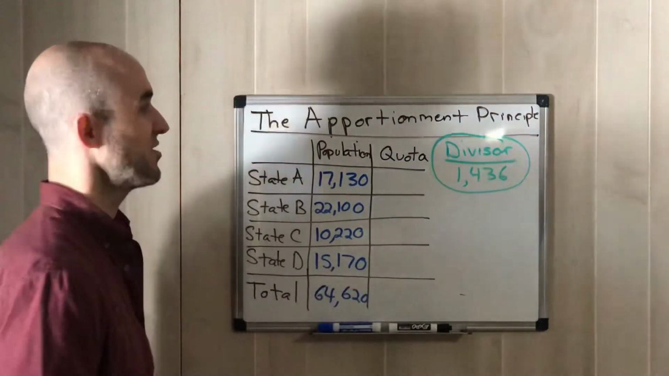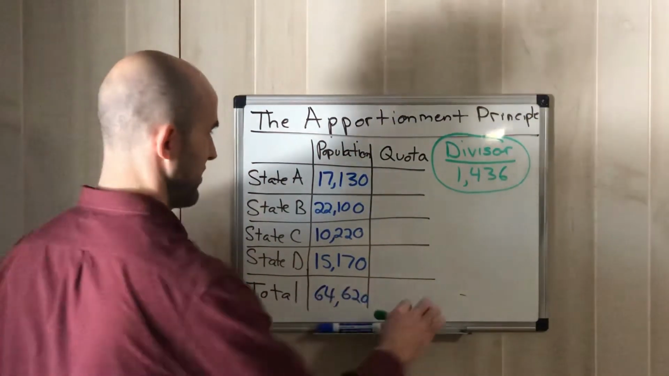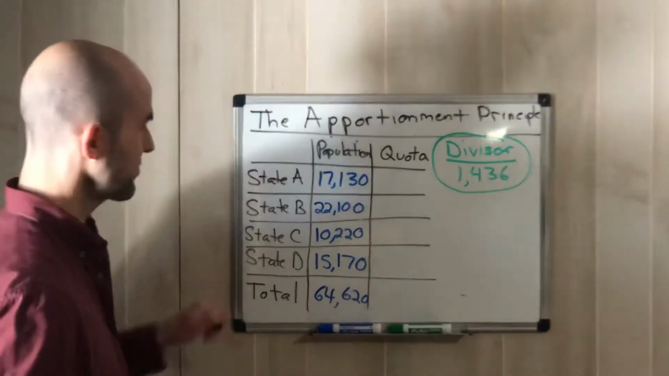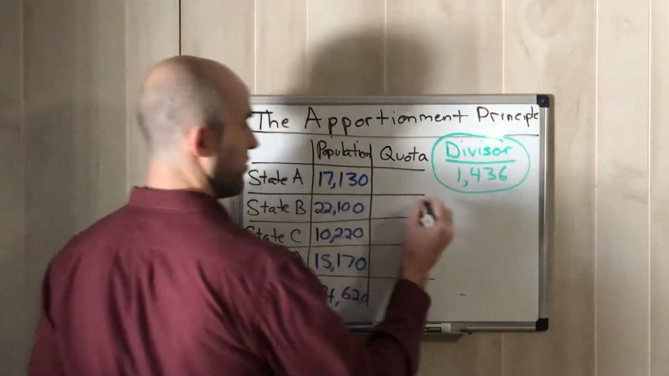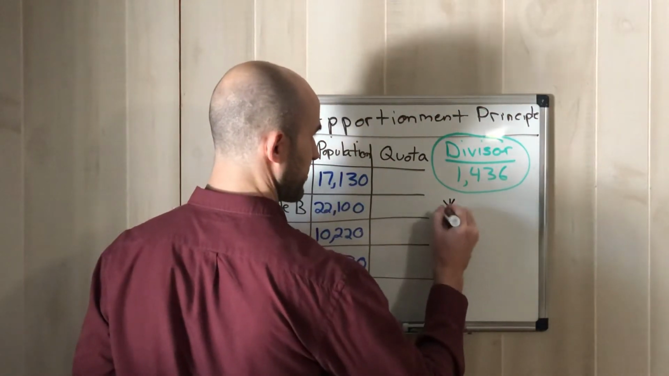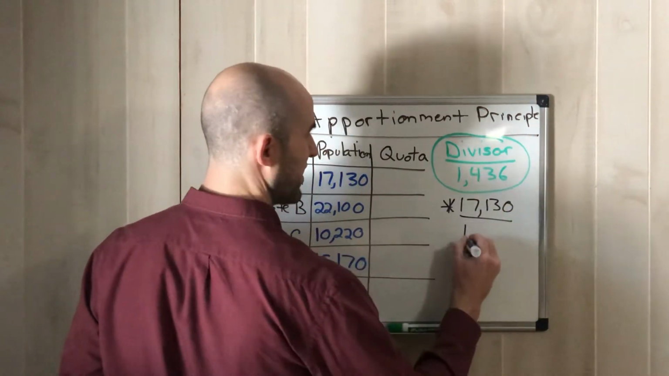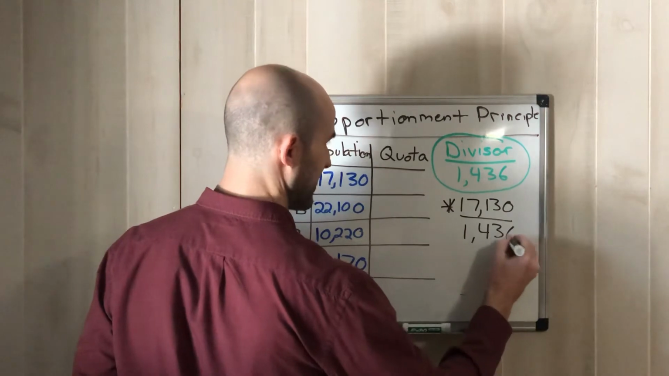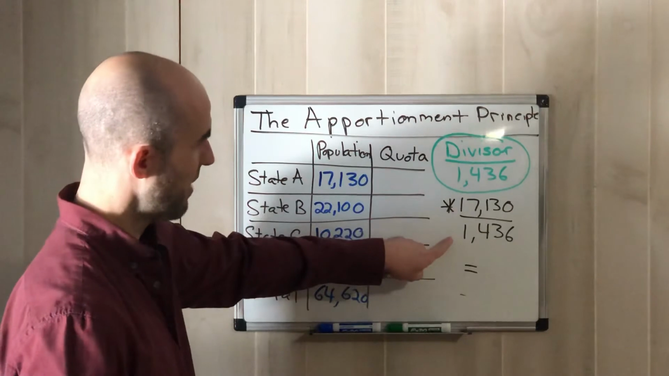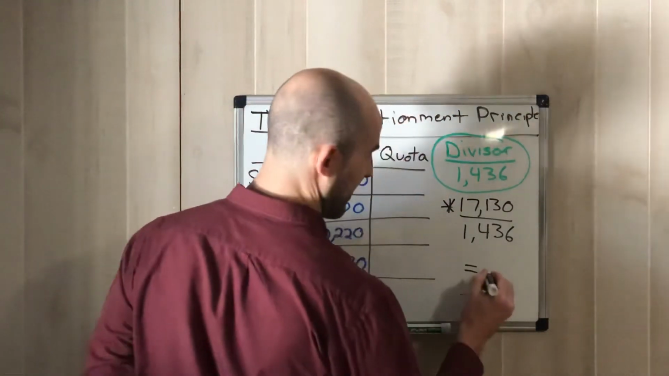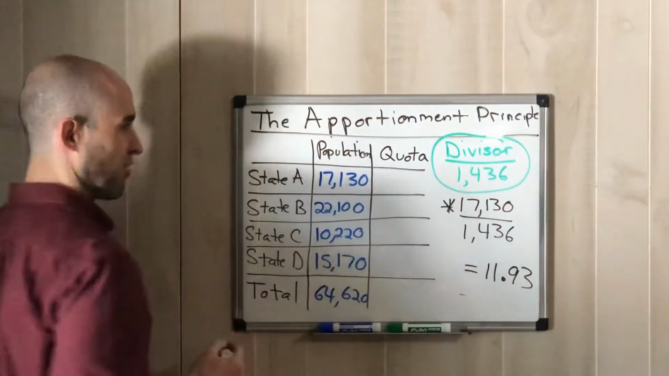Next, because now, a divisor is exactly that. A divisor is a number that tells us what to divide by, right? So, let's figure it out. Now you're going to go state by state. We're going to take each state divided by that. So we're going to do 17,130 divided by 1,436. And when we divide those two, it's going to give us 11.93. That's our first quota.